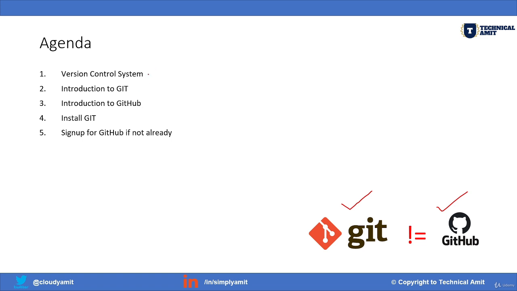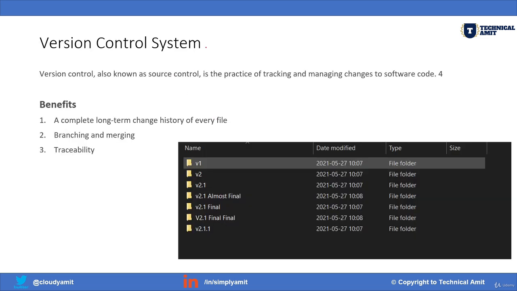So what we will talk about is what is a version control system (VCS), what is GIT, what is GitHub, how we can install GIT, and how we can sign up for GitHub if you don't have the account already. So let's quickly talk about what is a version control system.